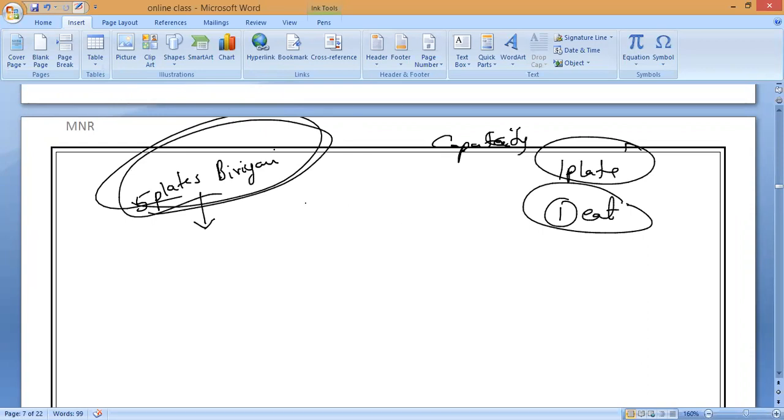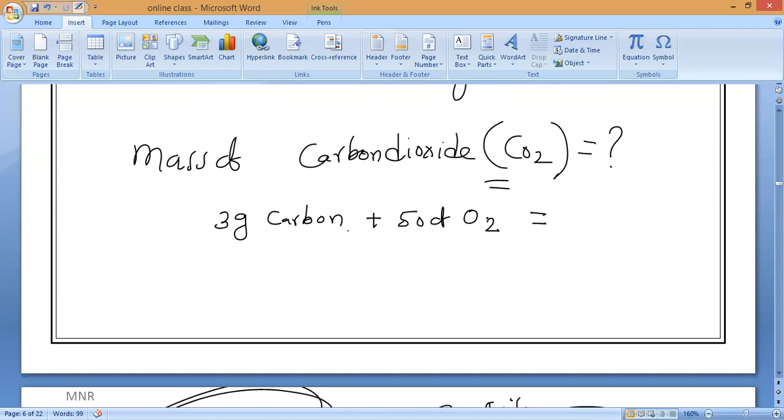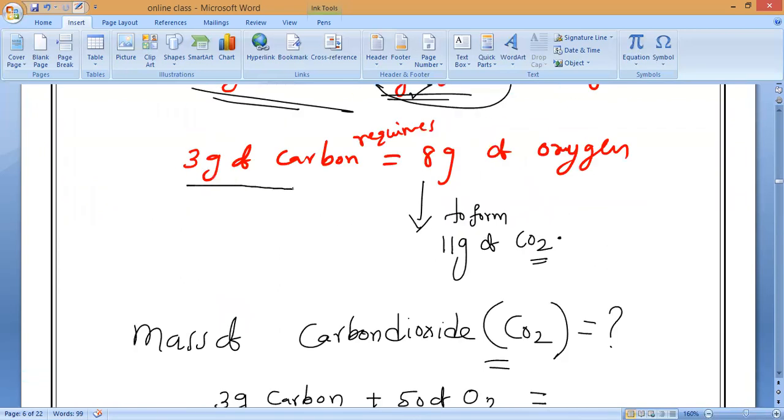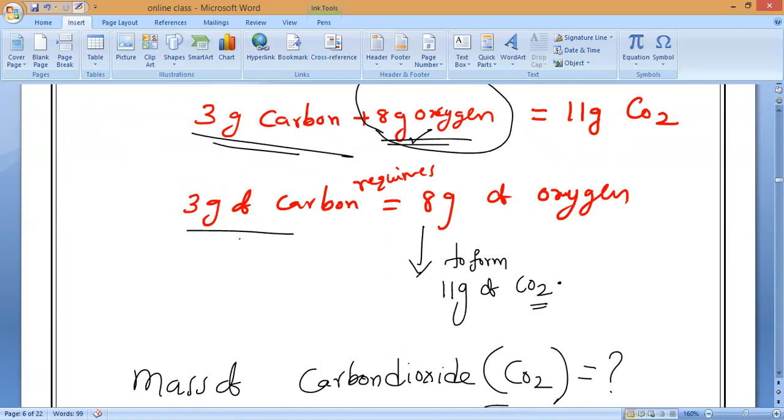Understanding? So providing oxygen doesn't matter. Quantity of oxygen doesn't matter. That you have to remember. How much amount of carbon is burning, that is what matters. Before and now, check it. Before also 3 grams of carbon. Here also 3 grams of carbon. Still what is the mass of carbon dioxide that will be produced? Whenever I burn 3 grams of carbon, it will produce only how much amount of carbon dioxide? All of you.